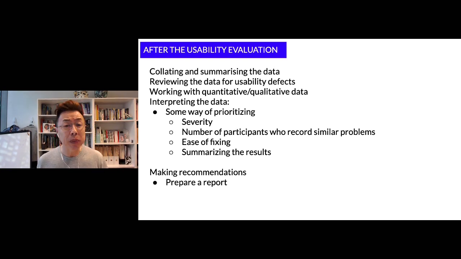So after the usability evaluation, you need to collate and summarize the data. You need to review the data and look at, okay, what are the usability effects? What can we do in terms of prioritizing the severity, and then start fixing stuff. Okay. Usually what happens with a major usability testing at a company is that we then need to prepare a report. So you'll also need to prepare a report in this subject, but I'll talk about how you might want to prepare the report in another video.